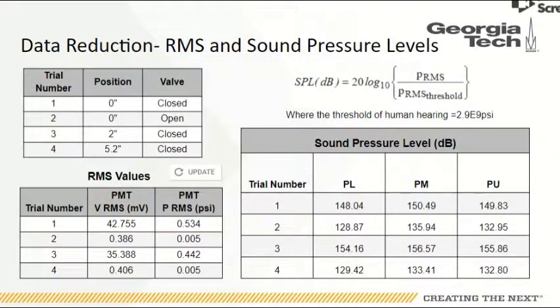In the bottom right chart, the sound pressure level in decibels was calculated using an equation given to us in the lab manual. This is 20 log base 10 of the P_RMS over the P_RMS threshold, which is the threshold of human hearing, given to be about 2.9 times 10 to the negative 9 psi. This allowed us to find the sound pressure level in decibels for each trial at each different height, with PL being the pressure of the lower, PM the pressure of the middle, and PU the pressure of the upper of the piezoelectric transducers.